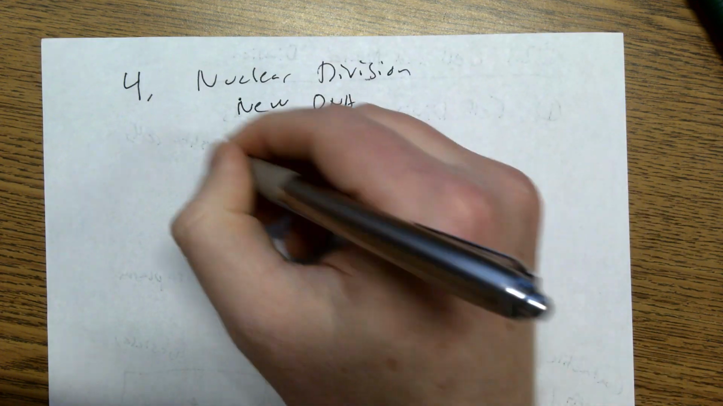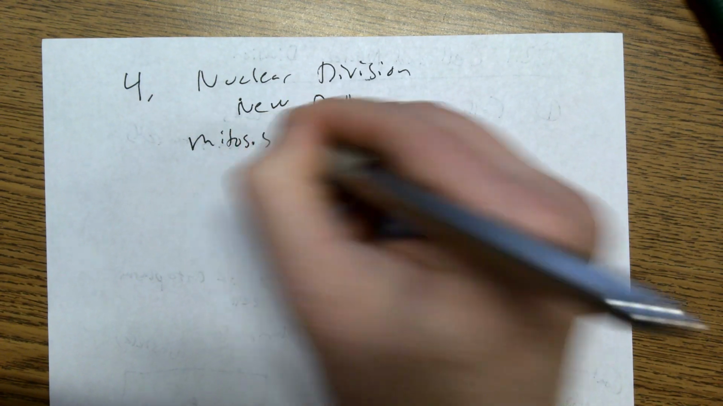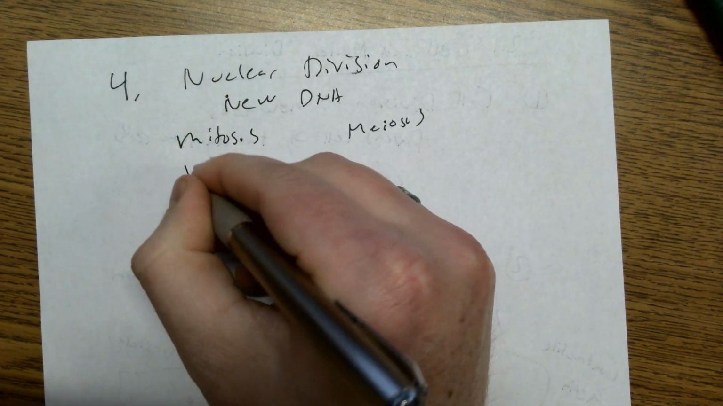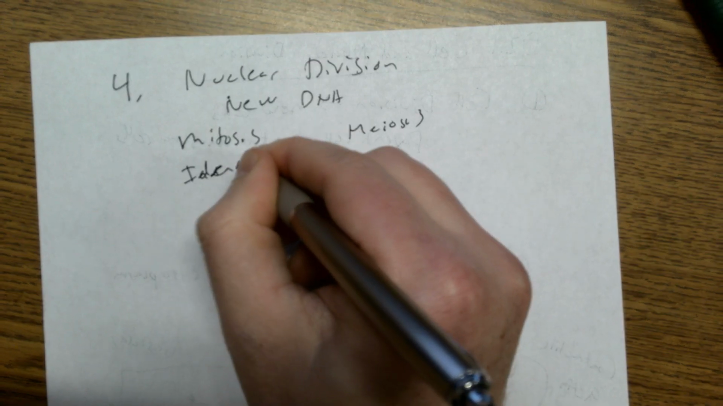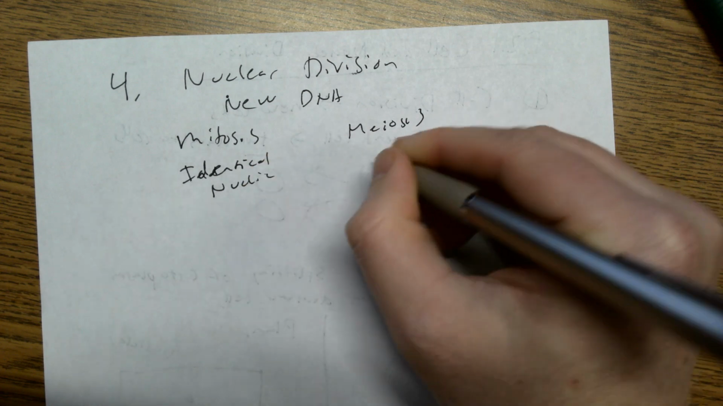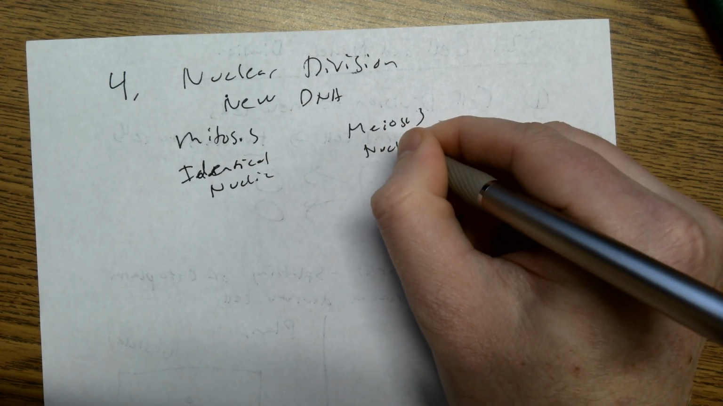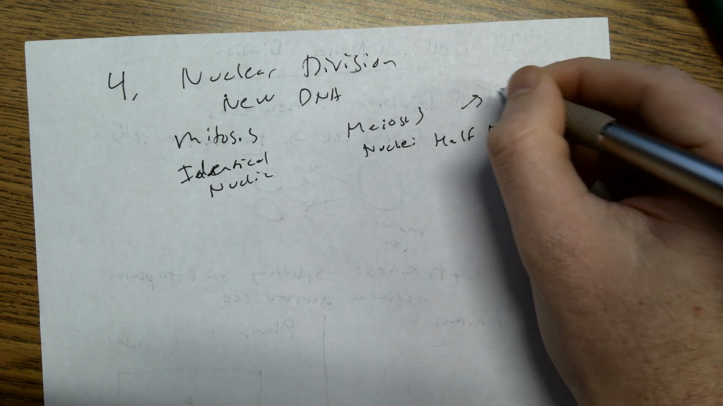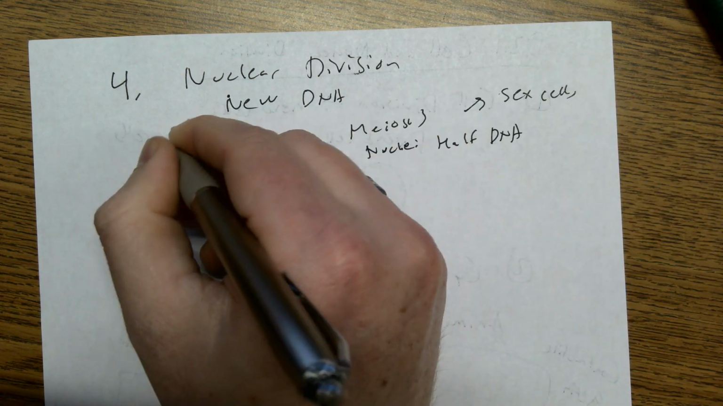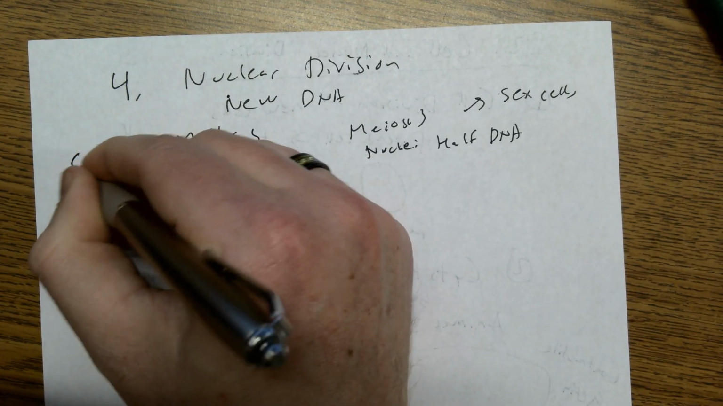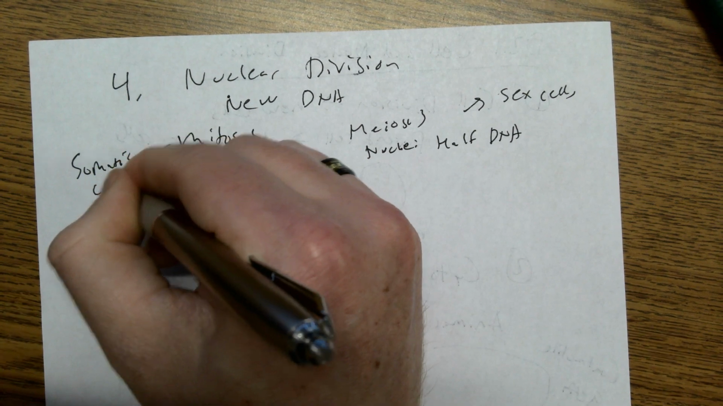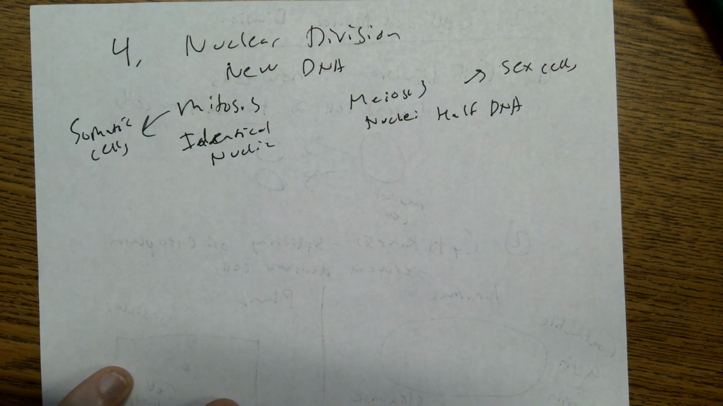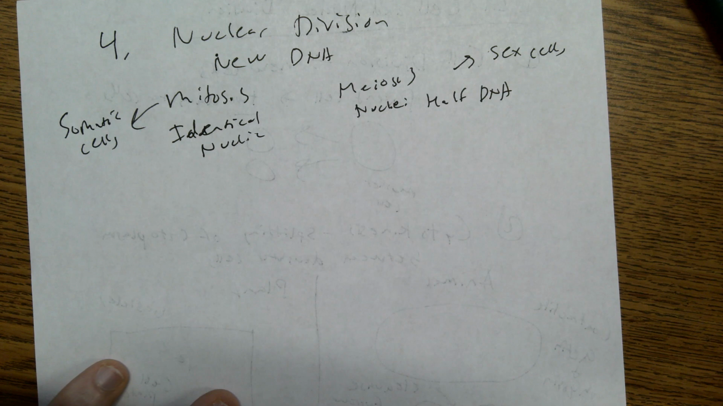And so here we have, and for most of these next standards, we have mitosis and meiosis. And they're different processes. So mitosis is going to create identical nuclei, and meiosis is going to create nuclei with half the DNA, because these are going to give rise to sex cells, and this is going to give rise to just your somatic or body cells. So you have the two different ones, and so standard 4 is about the difference.